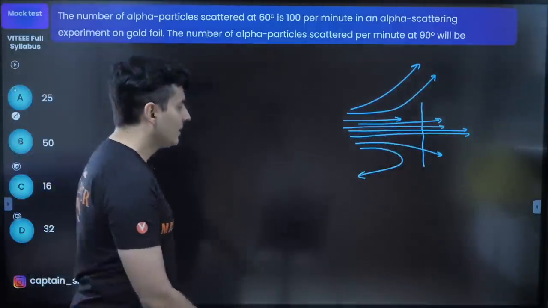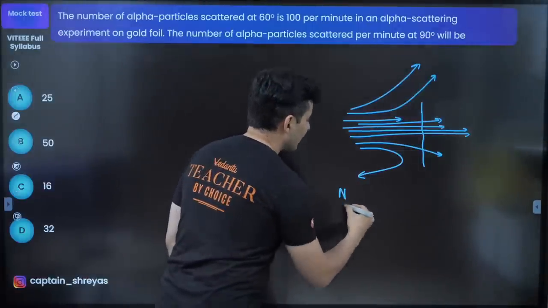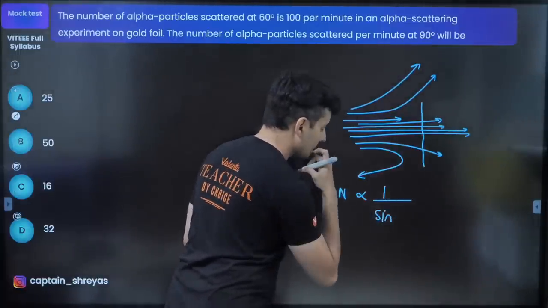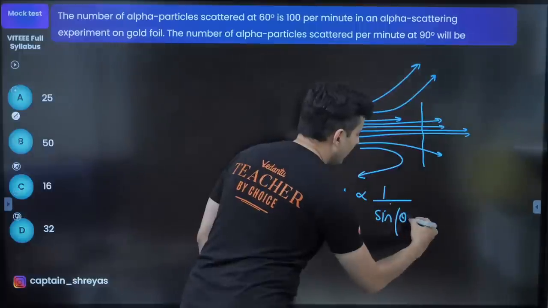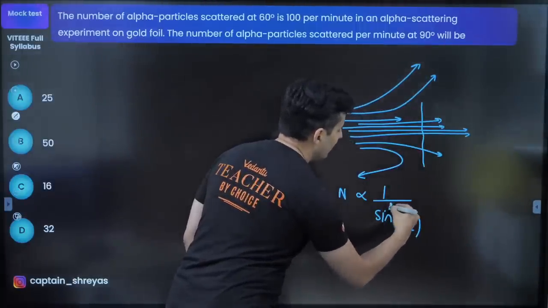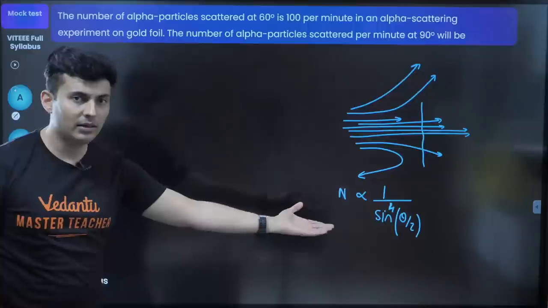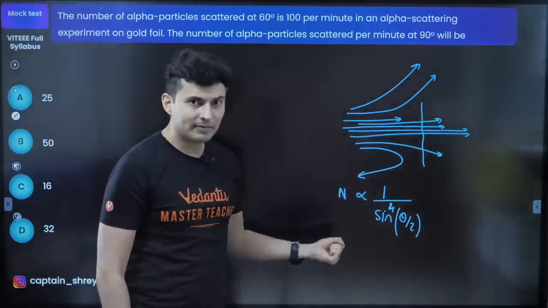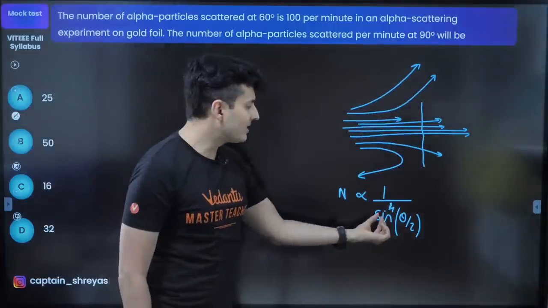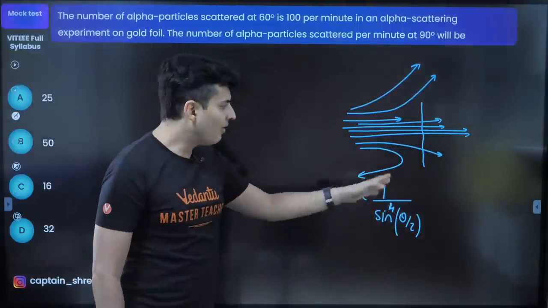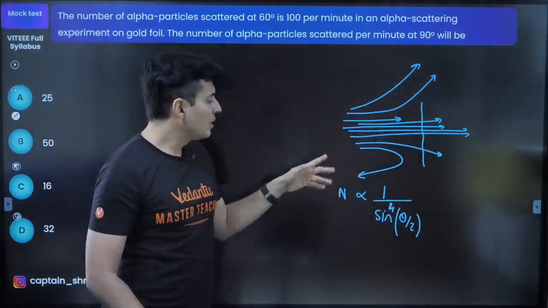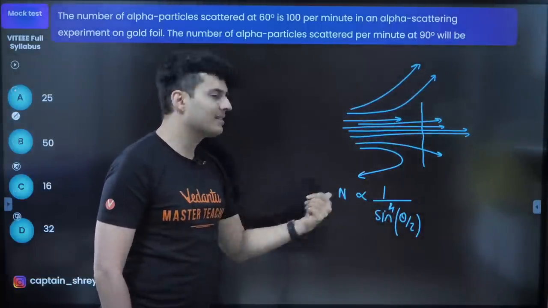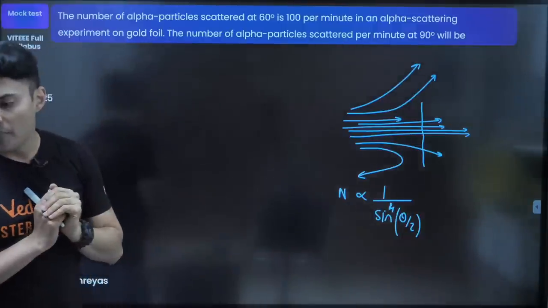He found that the number of particles scattered is inversely proportional to sine of theta by 2 whole raised to 4. What is theta? Theta is the angle by which they have scattered. N is the number of particles being scattered. So you will see if the angle is small, that means theta is small, sine will be small, 1 by that number will be very large, so N will be large. So when theta is small, N is large. When theta is large, you will see N is very small. This is the formula.